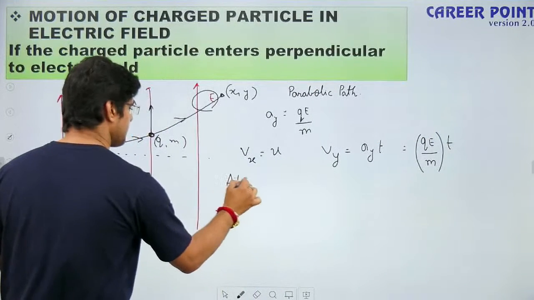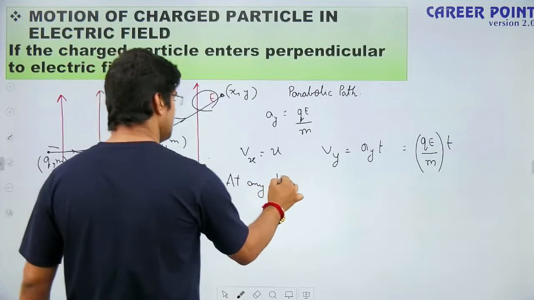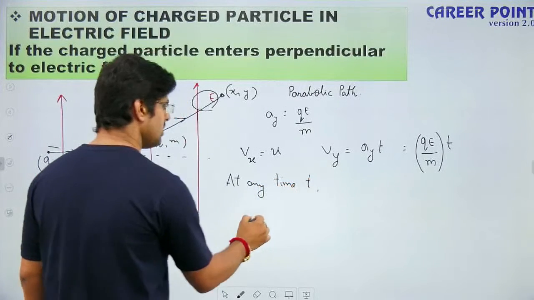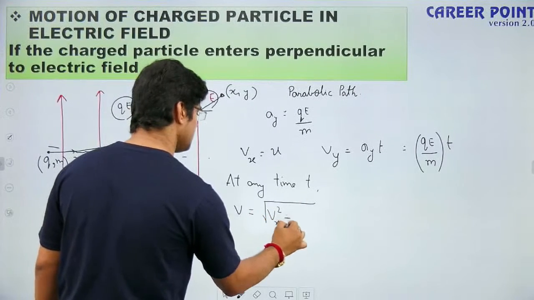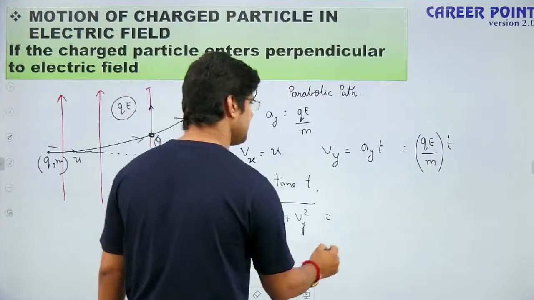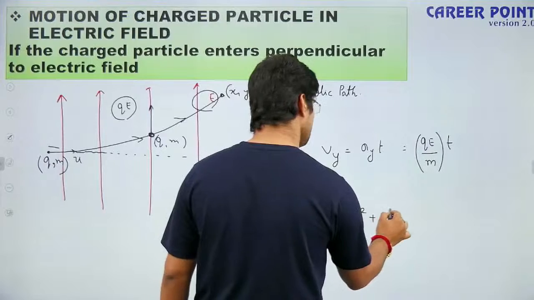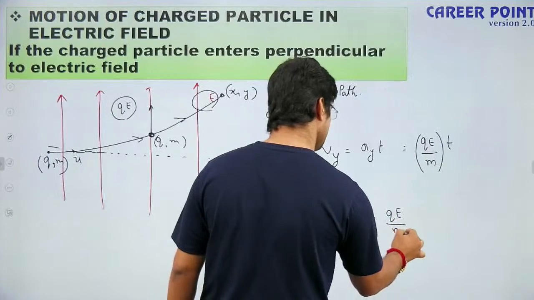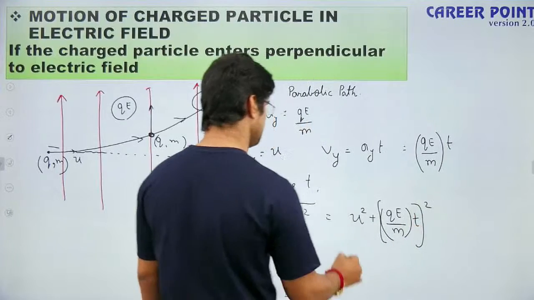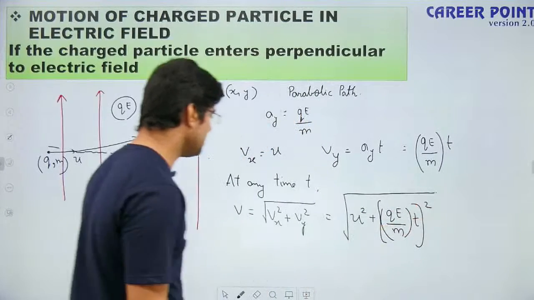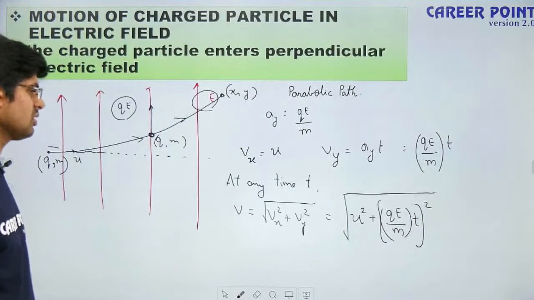So at any time t, v is equal to under root of vx square plus vy square, so that will give us under root of u square plus qe by m into t whole square. So this will be the velocity at any time t.